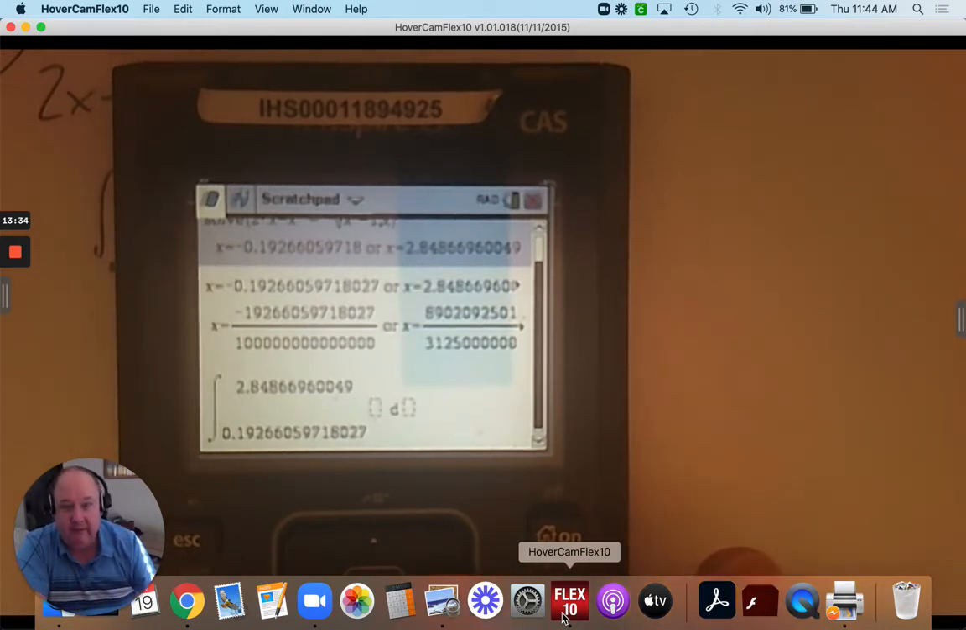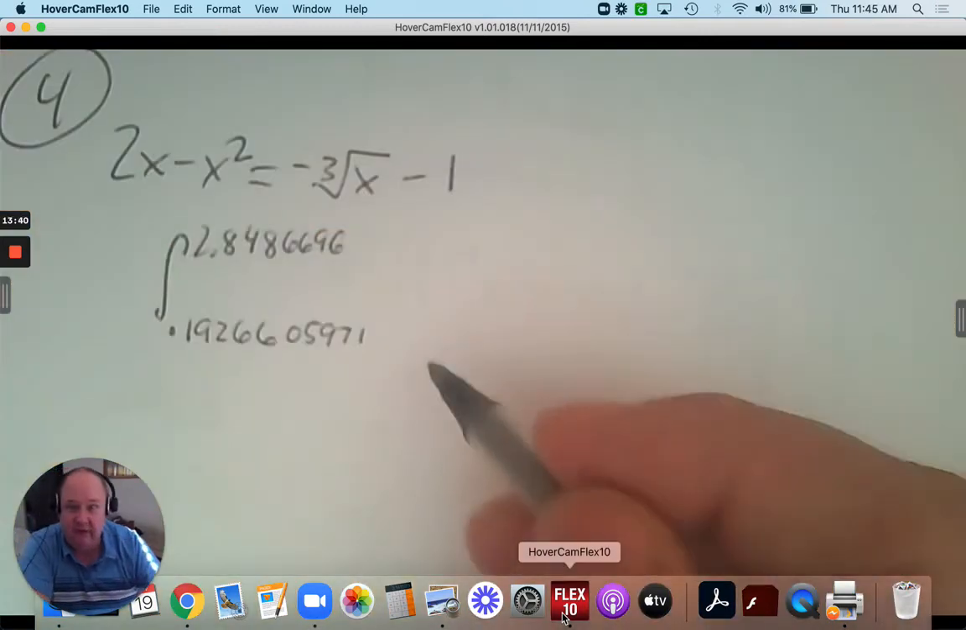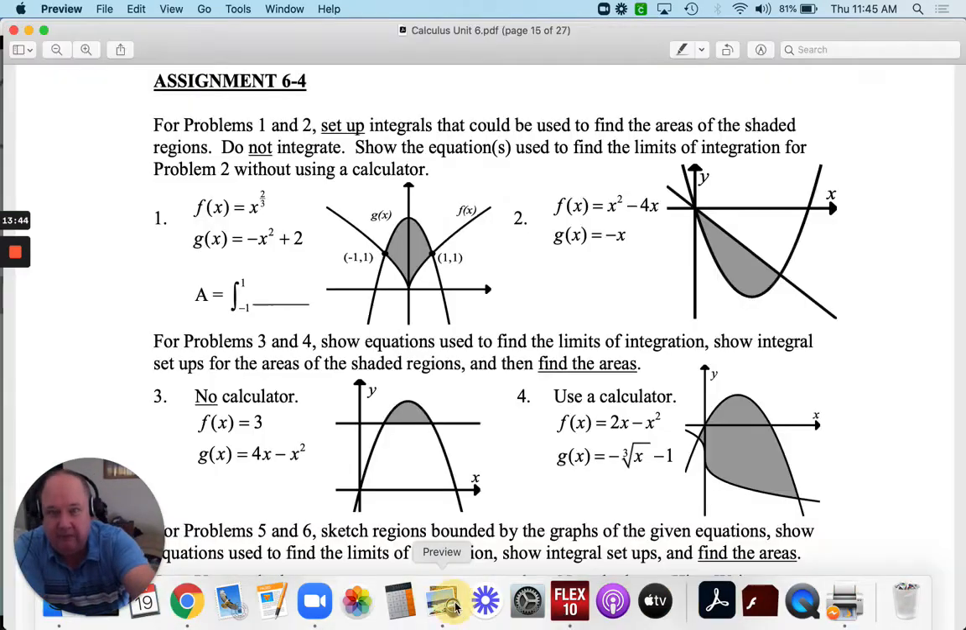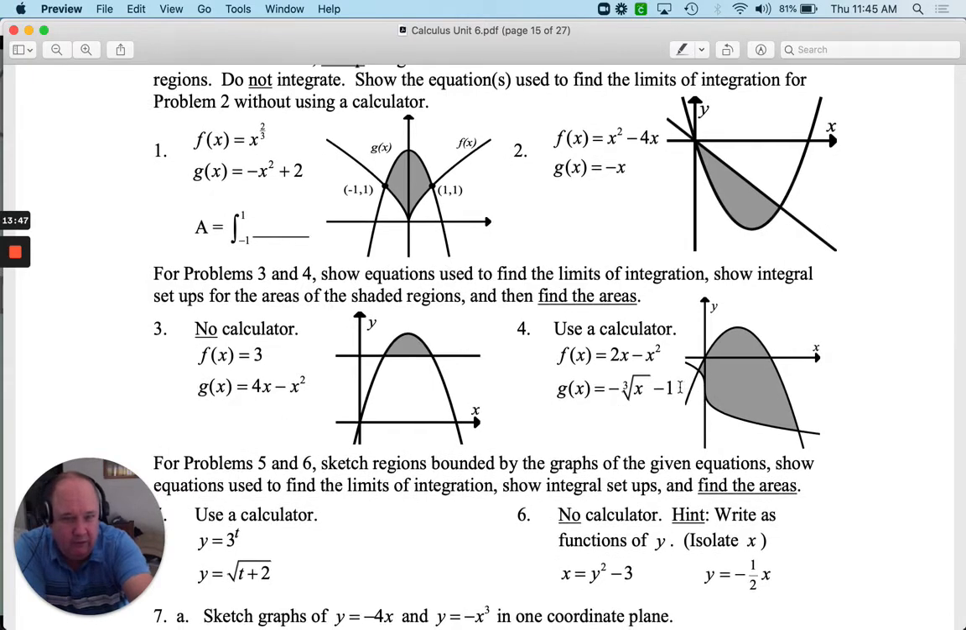Okay, this part we haven't done yet, so I'm going to set up the next part in a moment. So here, I did the first part. That's the integration. Then I need to know what's top, subtract, bottom. So for number 4, can you tell that the top is the parabola? So that's 2x minus x squared. And then the bottom is negative the cube root of x, subtract 1.